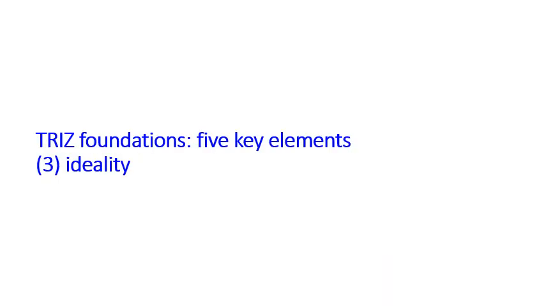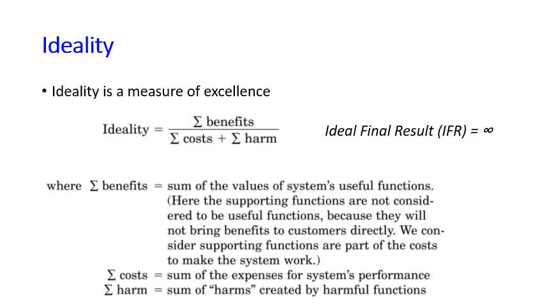Now the next element in TRIZ is called ideality. So in TRIZ, ideality is defined by the division of benefits by the sum of cost and harm. By benefits, TRIZ means the sum of all the values of the system's useful functions, divided by all the costs and all the harm. One thing to notice here is that the supporting functions are not considered to be useful functions. So all the supporting functions are actually considered as cost.